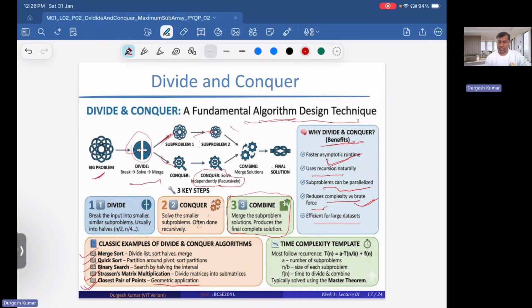Time and space complexity: the general recurrence relation is T(n) = aT(n/b) + f(n), where a is the number of subproblems and n/b is the size of each subproblem. f(n) is the cost of dividing plus combining the solutions of subproblems to get the solution of the original problem. This was the summary slide about divide and conquer.